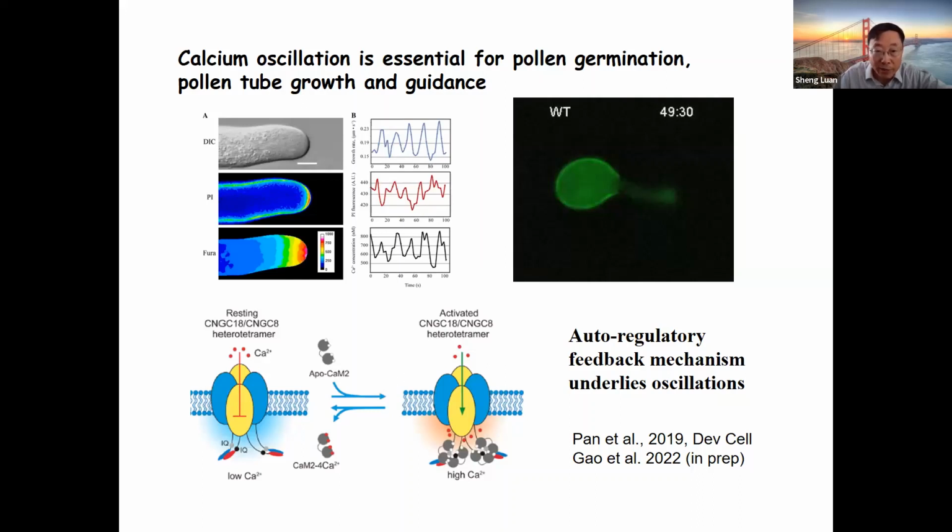So how does this work? Under low calcium, right? The calmodulin will be empty, it will not bind calcium because the calcium is low. So we call it apo calmodulin, and it will actually interact with the tetrameric CNGCs and activate the channel activity.